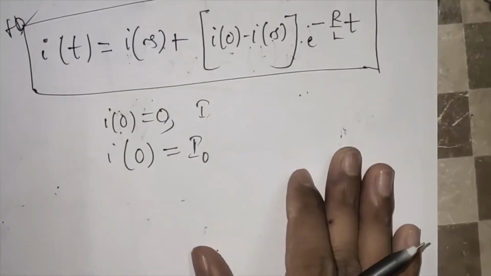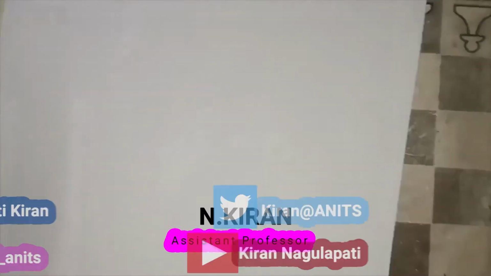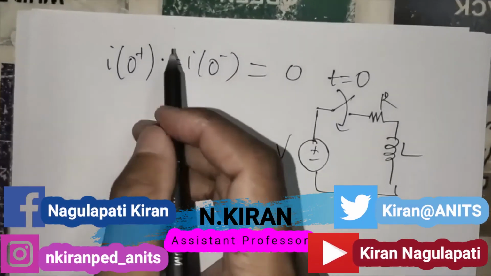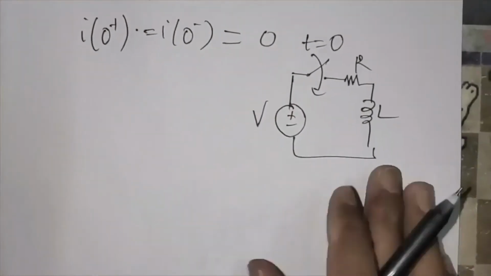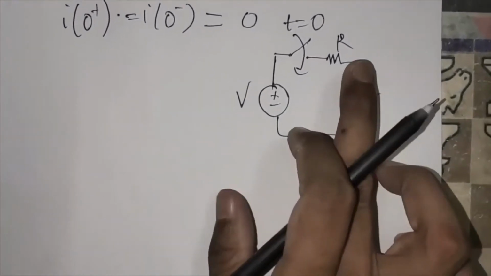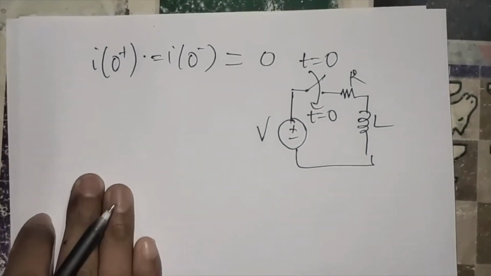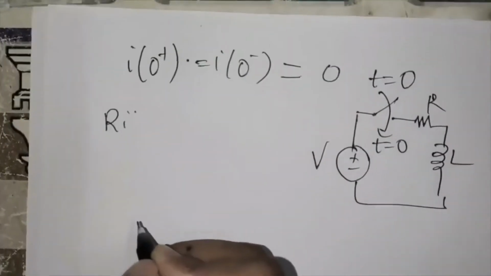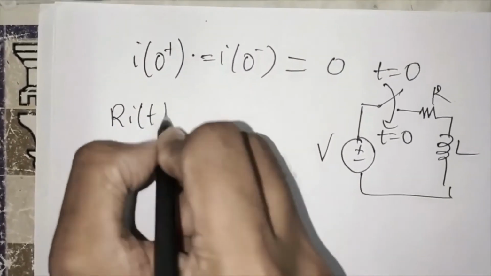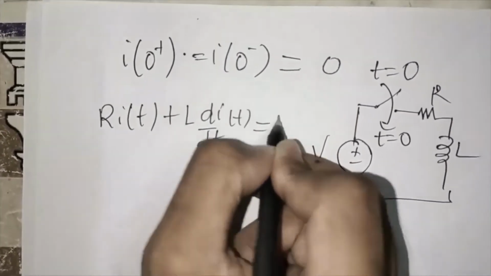So now let us try to derive the same expression using Laplace transform method. The initial condition is I(0+) = I(0-) = 0, and the circuit configuration is the same, that is a series RL circuit, and the switch is closed at t = 0. So applying KVL we get R into I(t) plus L into di/dt is equal to V.